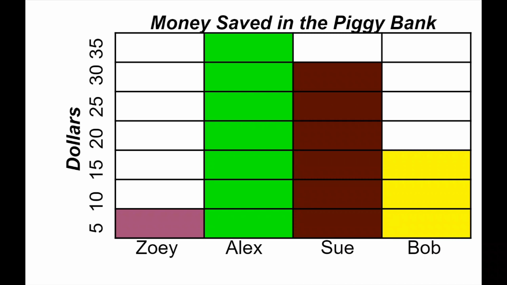Now they might ask another question, a different type of question. How much money did Zoe and Bob save all together? All together is a clue word that's going to tell you that you need to add those. So Zoe saved $5. Bob saved $15. So 15 plus 5. Our total is $20.